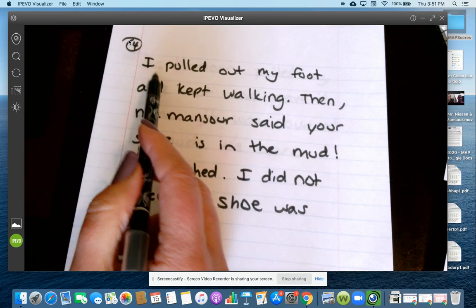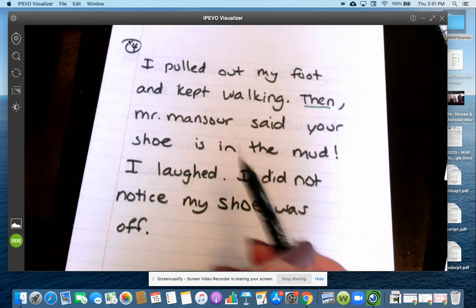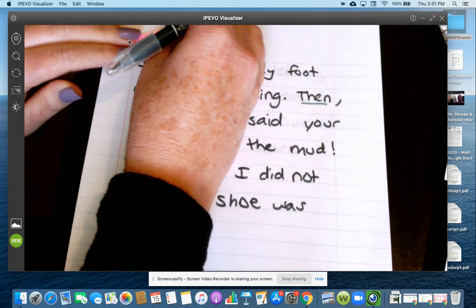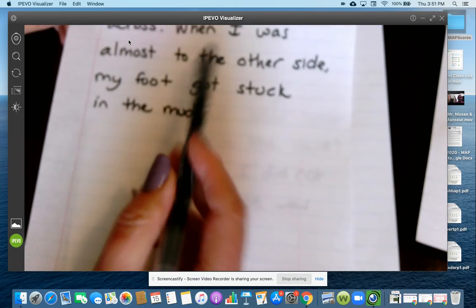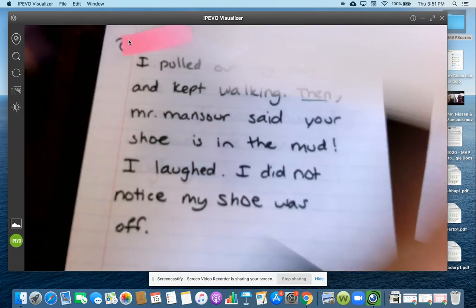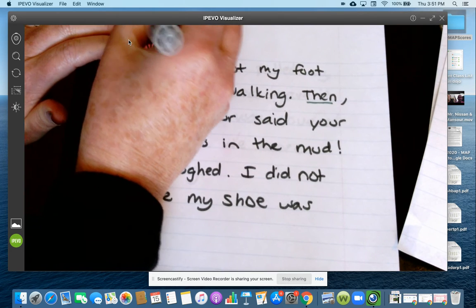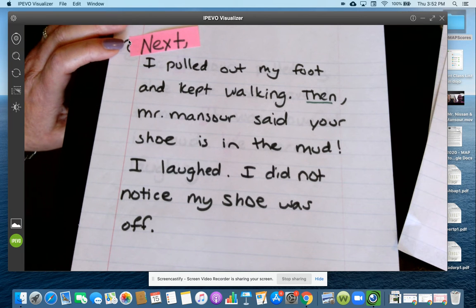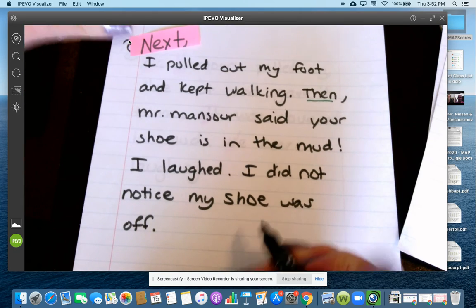Now this page talks about, I pulled out my foot and kept walking. Then, and I have a transition word right here. Mr. Mansour said, your shoe is in the mud. I laughed. So I think I want to say, since this page ends with, when I was almost to the other side, my foot got stuck in the mud. Next, I pulled out my foot and kept walking. Then Mr. Mansour said, your shoe is in the mud. I laughed. I did not notice my shoe was off.